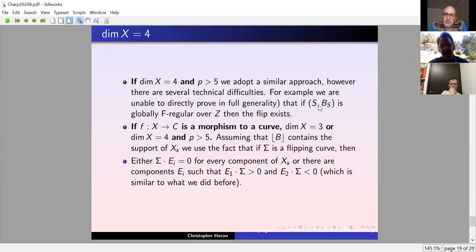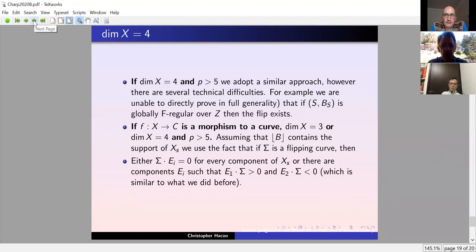There's another case that's a bit more thorny, which is the case where every divisor in the central fiber intersects the flipping curve trivially, and we have to go back and look at the details of Shokurov's reduction to PL flips to make that setting work as well. Since these are fairly technical, I won't get into any of the actual details of the proof.